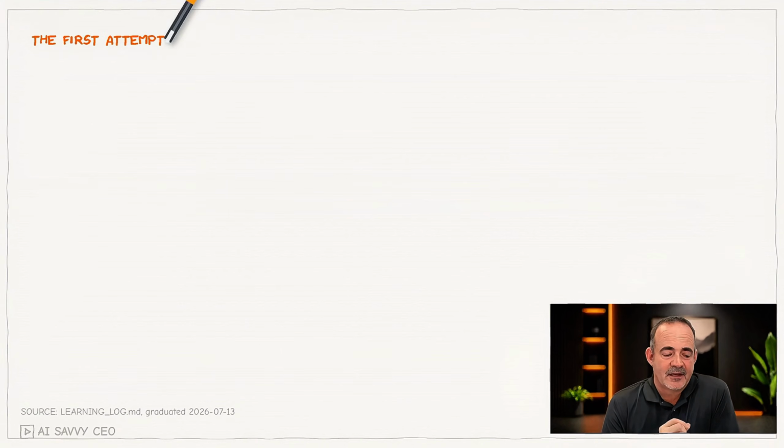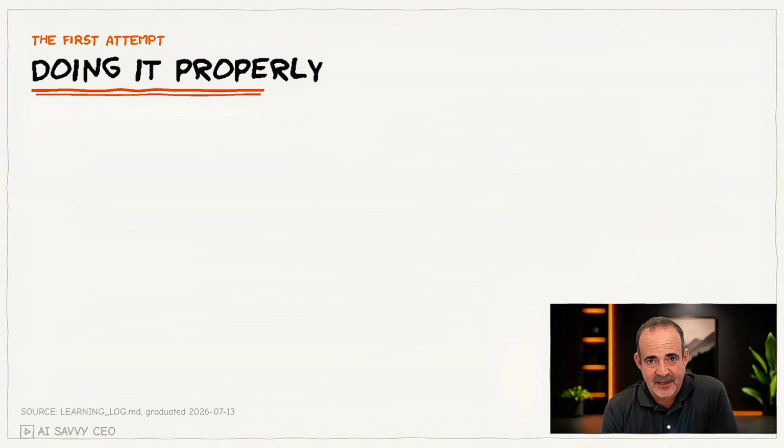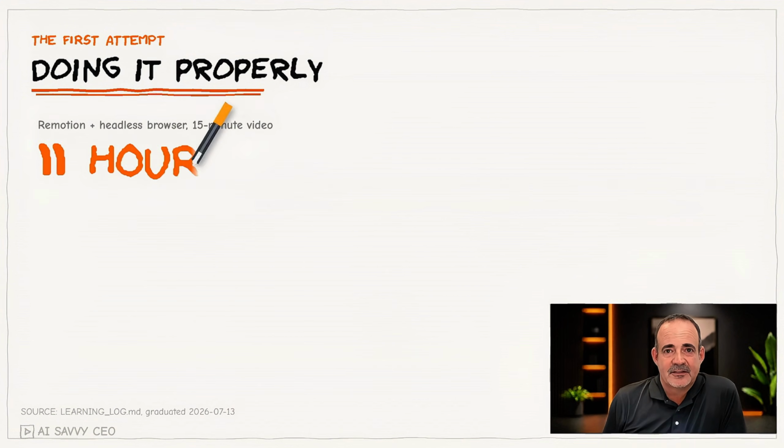So the first time I tried to do this properly, I did what everybody does. I reached for a real motion graphics setup. I built the whole thing in Remotion, React, running in a headless browser, rendering frames. It took 11 hours. 11 hours for a 15-minute video. And the tell was the worst part. The estimated time kept going up as it ran.